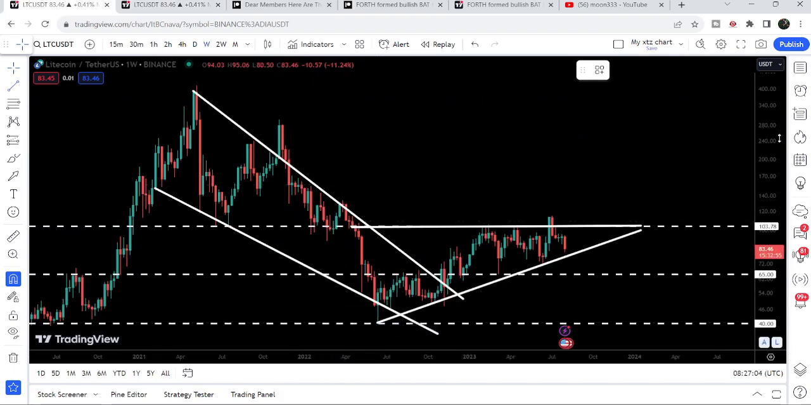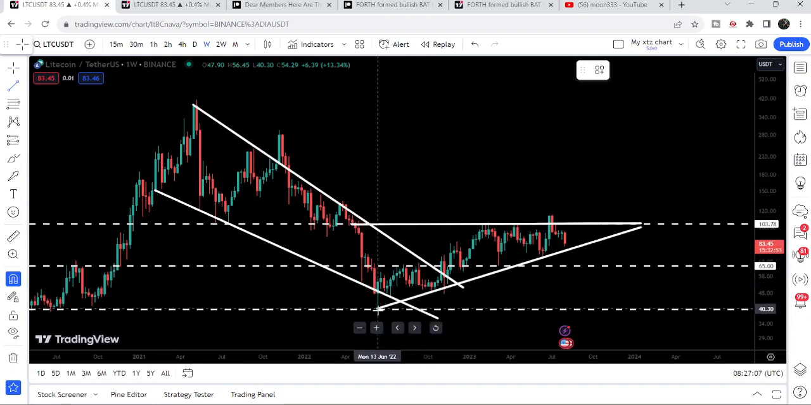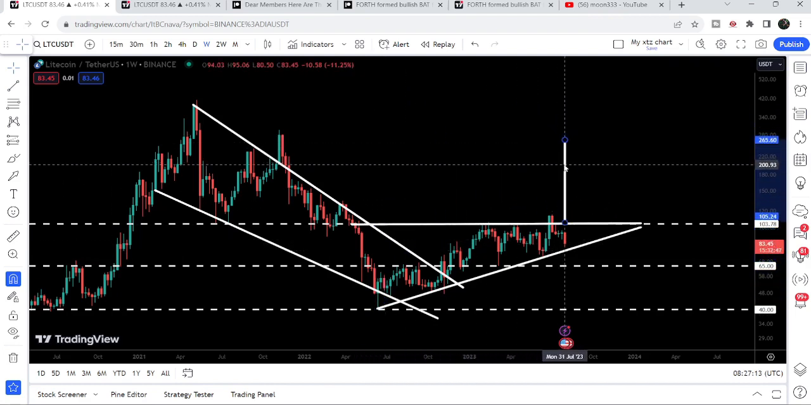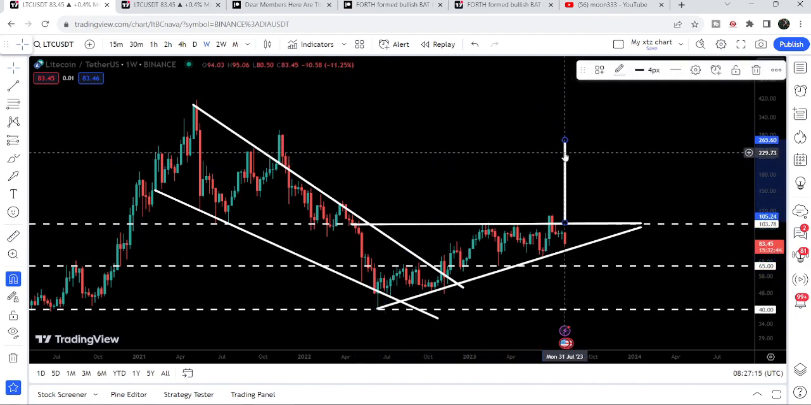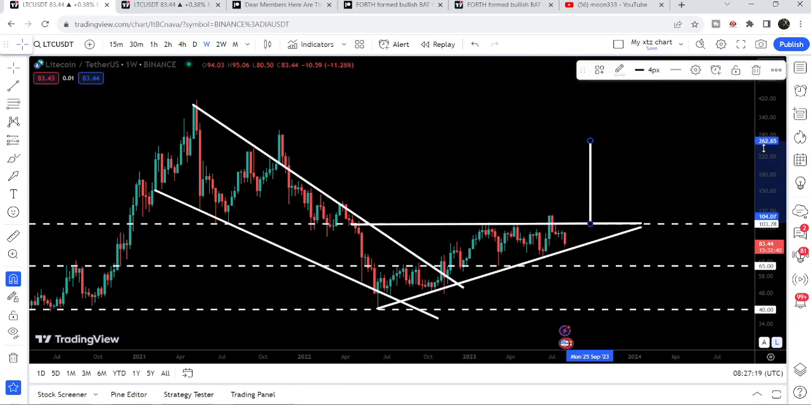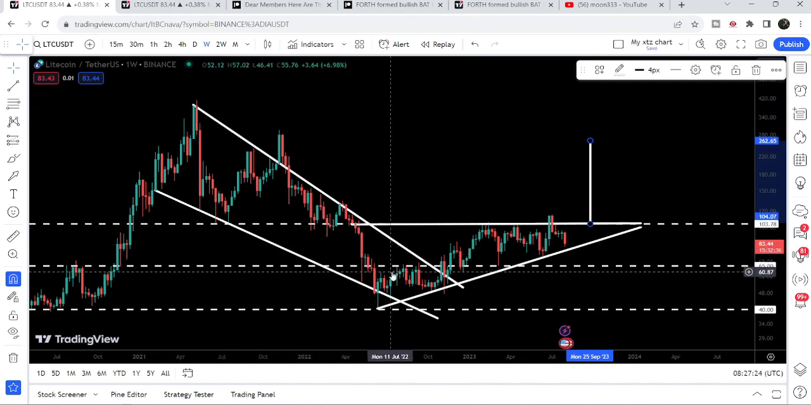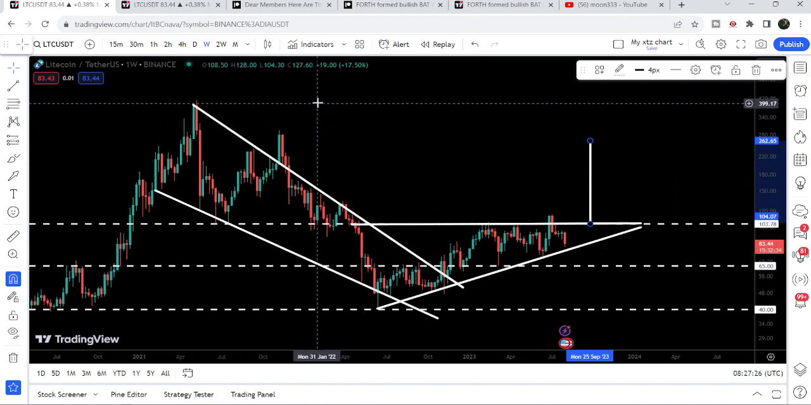And now let's take a look at the target for this triangle because if the price line reaches $115, then it can also break out the resistance of this triangle as well. And the target will be here. That will be approximately at $250 to $260. And the final target can be here for this breakout from this big falling wedge pattern. That is approximately at $400 or somewhere between $400 to $500. So this was the update so far.